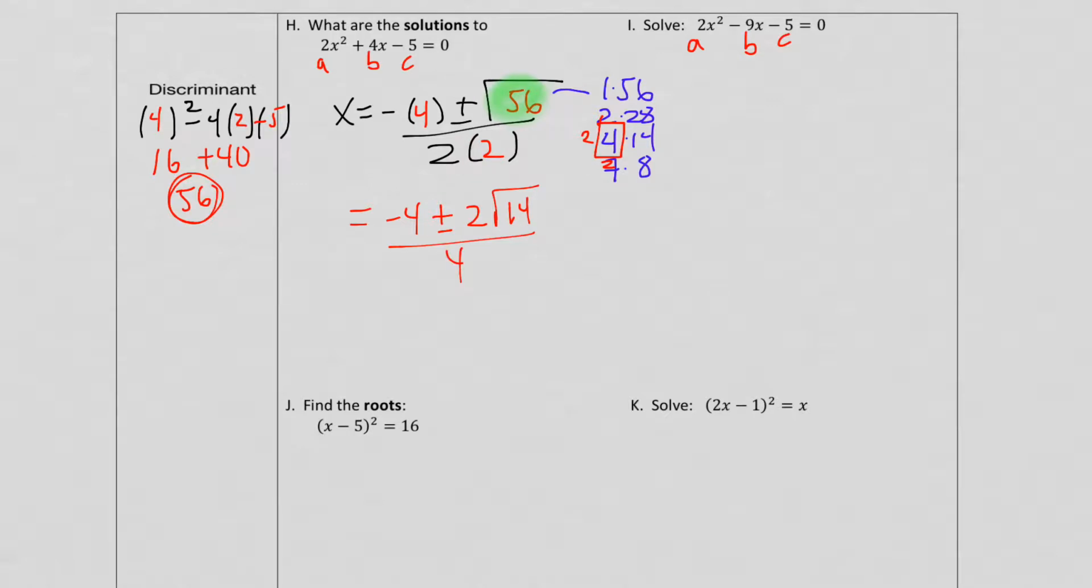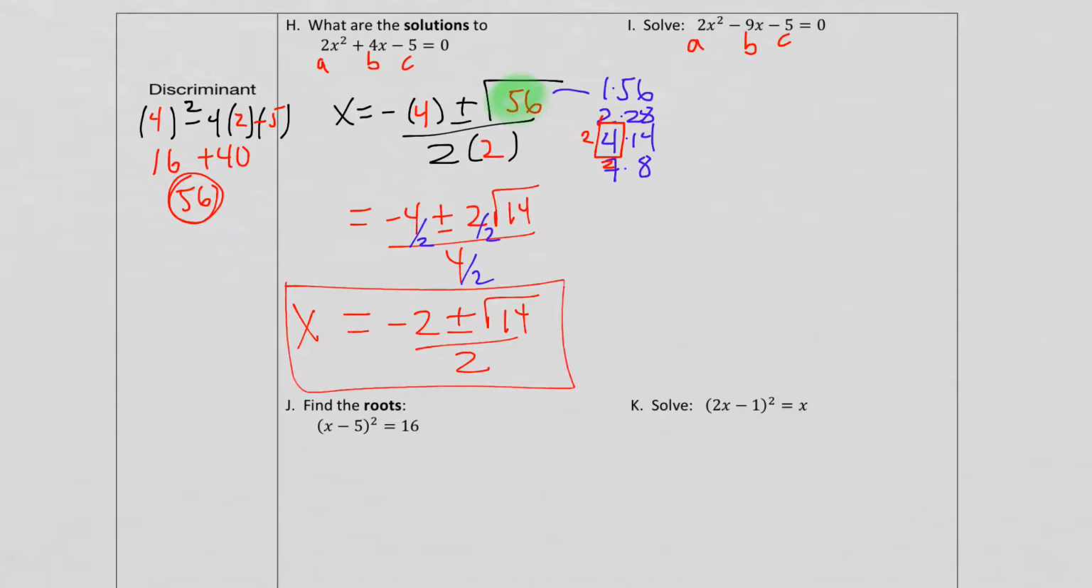And then at this point, notice how all 3 of my terms, this negative 4, this 2 rad 14, and this 4, all share a 2 in common. So I can do one more thing here. I can factor out a 2 out of all of these and get a final, simplified response of x equals negative 2 plus or minus the square root of 14 all over 2. And that would be my response for example H. Again, pause it and please try I.